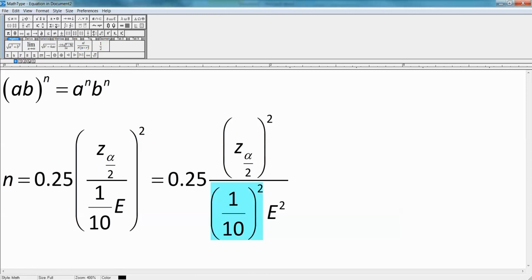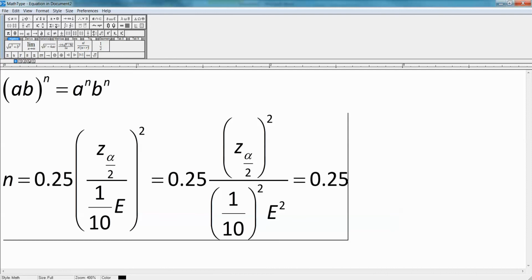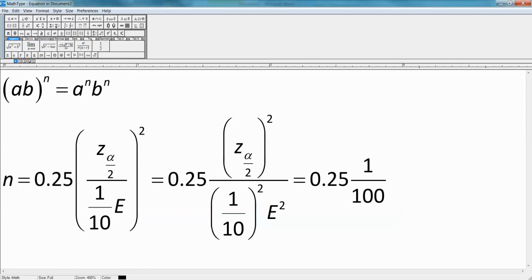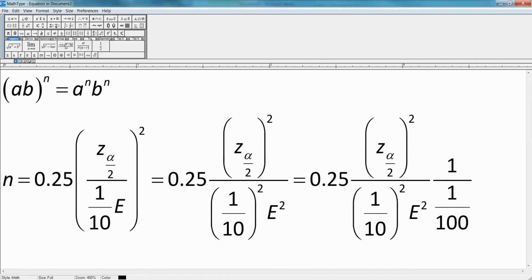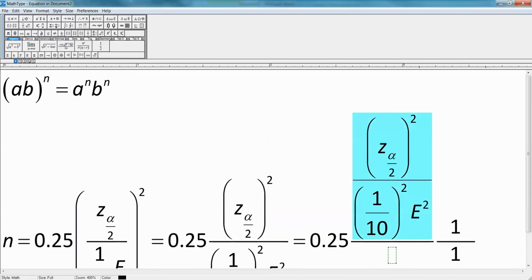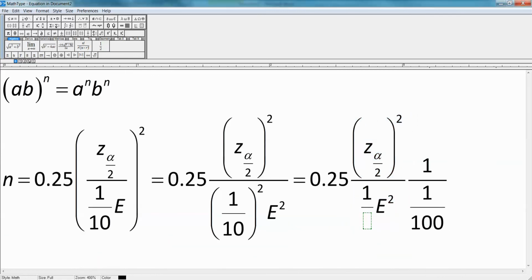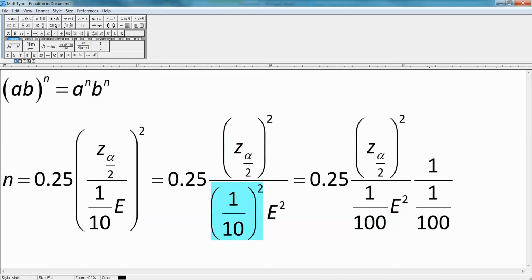Over here, we're going to have 1 over 10 squared. Okay, so this is equal to 0.25 times the fraction 1 over 100, but in the denominator. So it's 1 over 100, right? That's this fraction part right here. And then I'm going to split off the z part and the e squared part. Let me break this up separately. So this is 1 over 100 right here, because 1 over 10 squared makes 1 over 100.